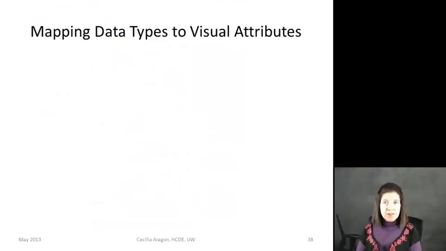All right, so moving on. We've now completed step 1 of the process of information visualization. So now let's describe how to do step 2, mapping data types to visual attributes.